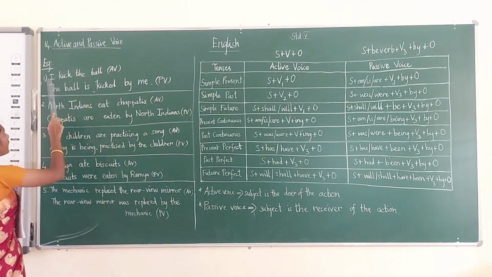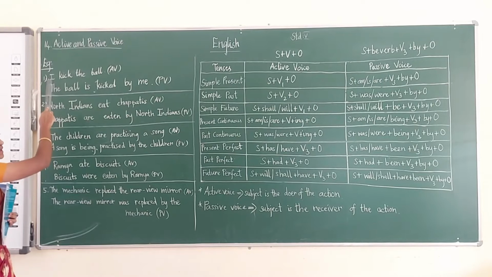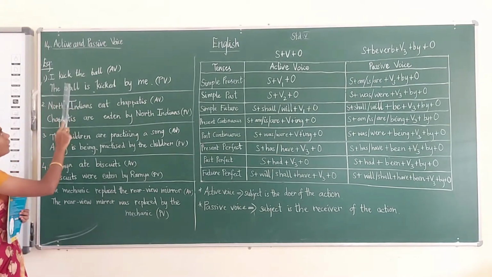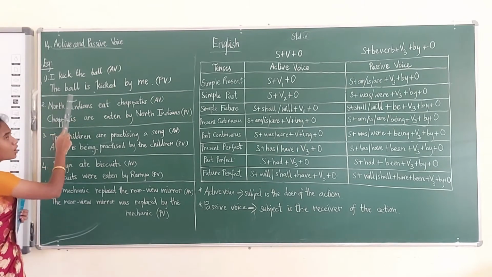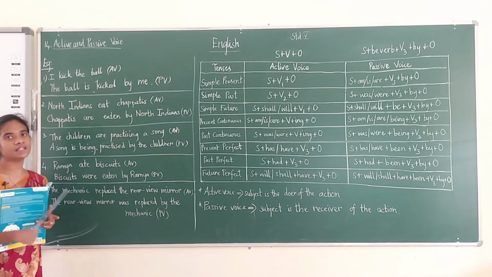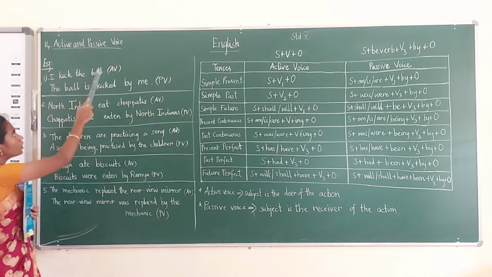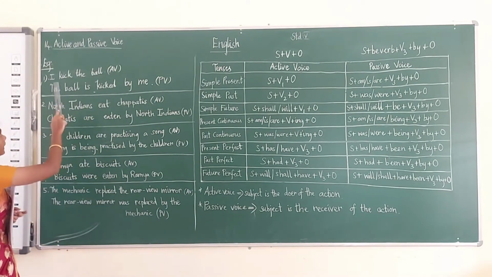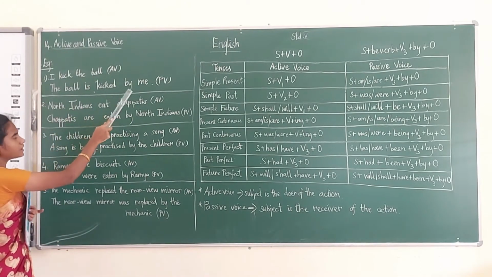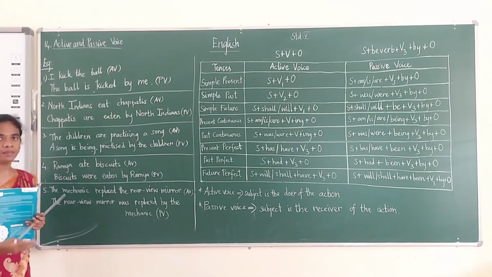Here, I is the subject, and the subject is doing the action. Here the subject is the ball, and it is just receiving the action. So this is the passive voice. Both have the same meaning: I kick the ball, the ball is kicked by me. They give the same meaning only.